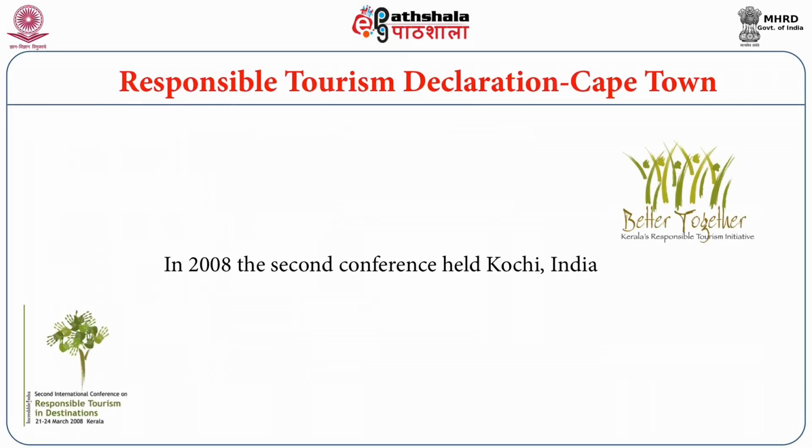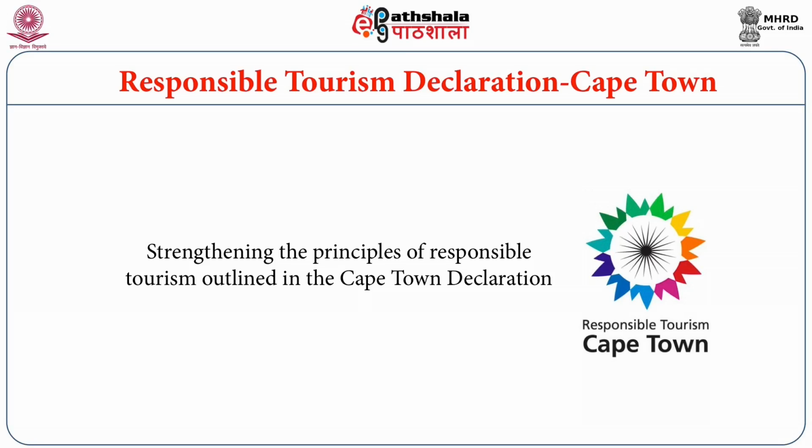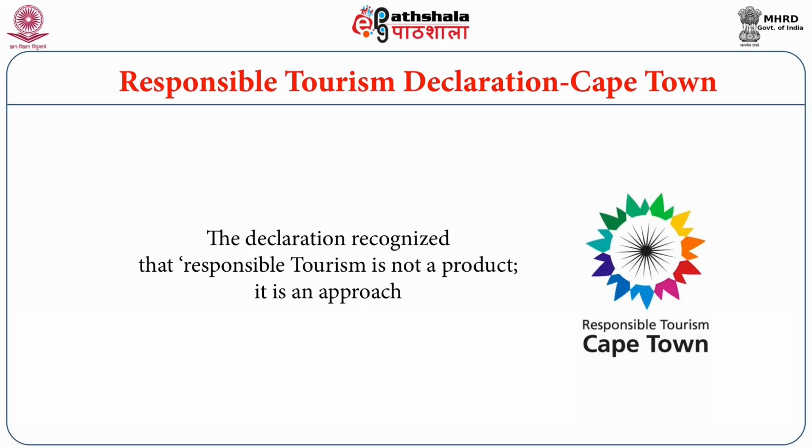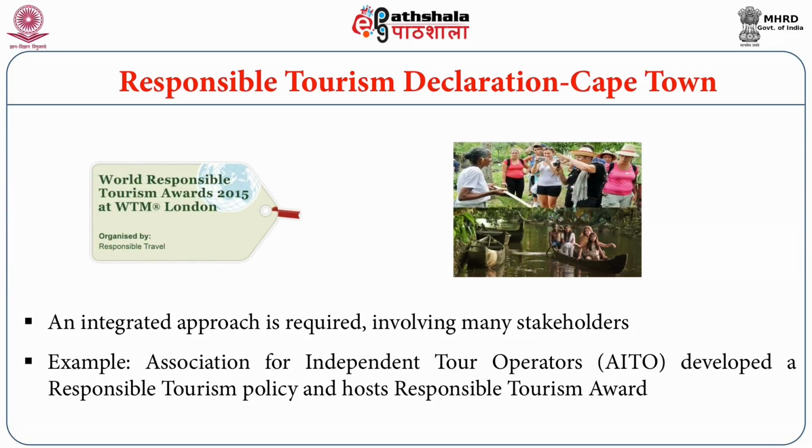Coming to the other declaration, held in 2008 in Kerala, it strengthens the principles of responsible tourism outlined in the Cape Town Declaration. The declaration recognized that responsible tourism is not a product, it is an approach. An integrated approach is required, involving many stakeholders. For example, the Association of Independent Tour Operators developed a responsible tourism policy and hosts responsible tourism awards. So the major difference in this declaration is that they identified responsible tourism not as a product but as a principle or philosophy, where we can implement these principles with all the stakeholders in tourism.